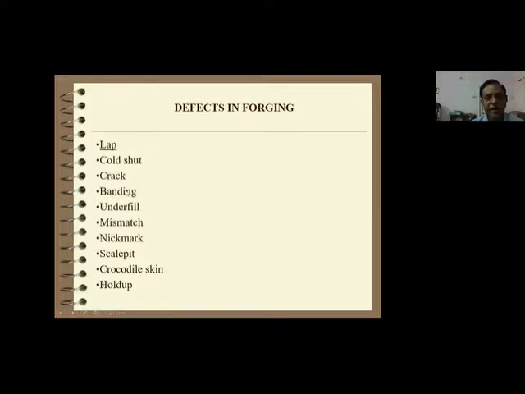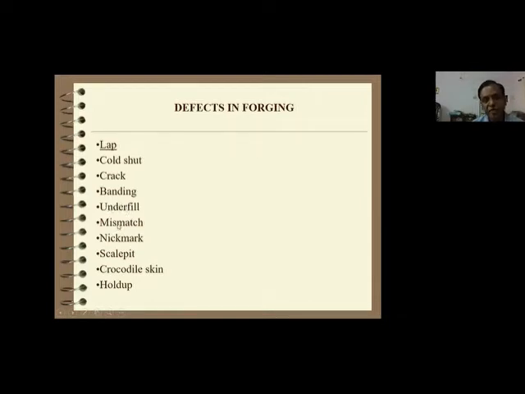Then binding, that is, if the raw material binding is there because of the chemistry or the steel making, that defect we have to see. Then the underfill: if the die is not properly filled for some reason, then the dimension is not as per the drawing requirement, the job has to be scrapped. So this defect is also not acceptable.